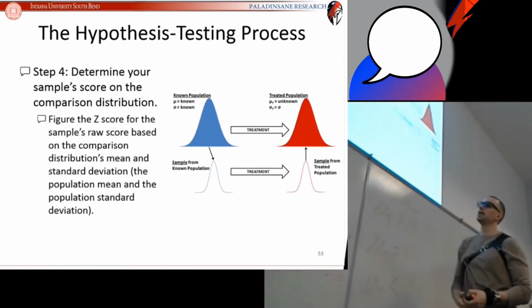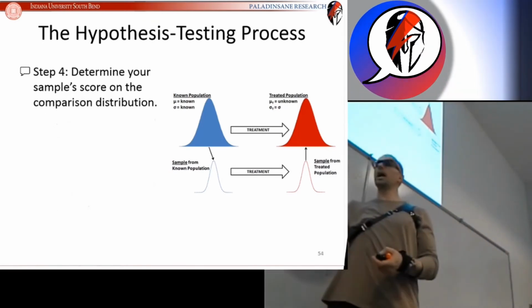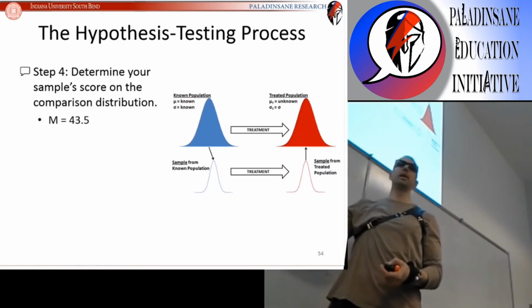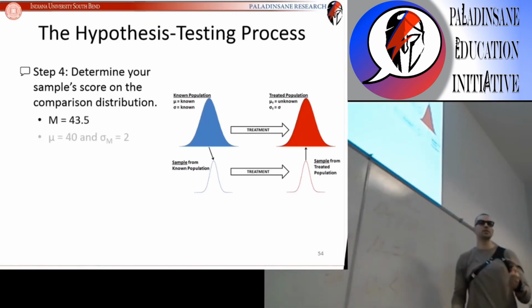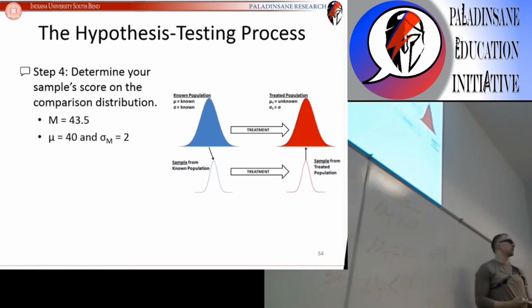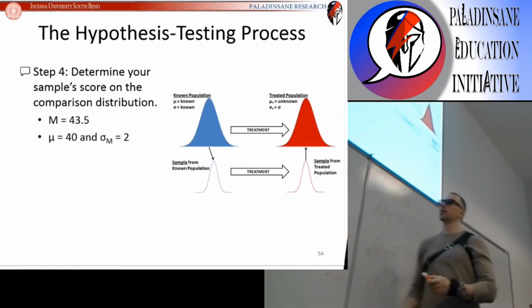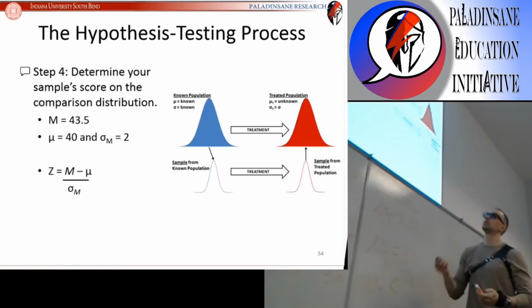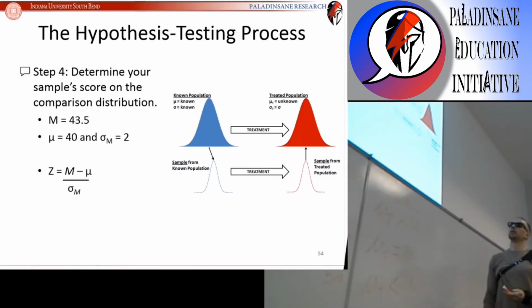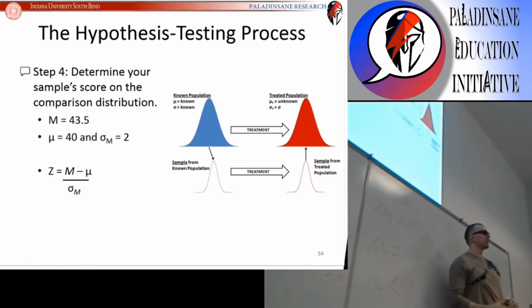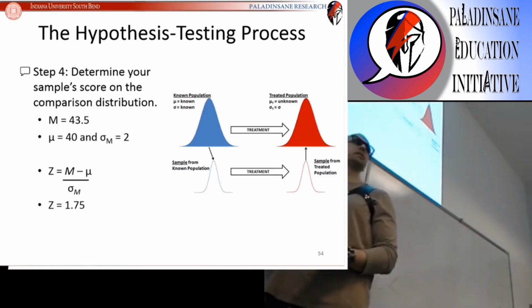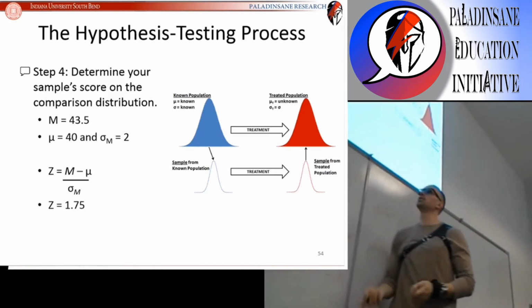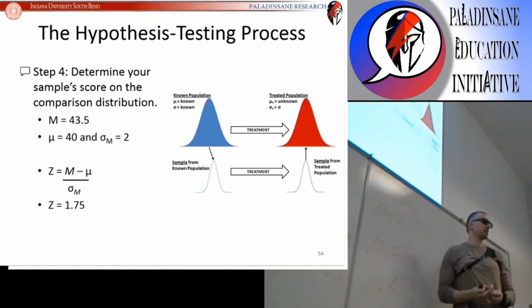Well, to figure that out, we have to take 43.5 and change it into a z-score. We have a mean of 43.5 for our sample, a mean of 40 for the comparison distribution, and a standard deviation of 2 for the comparison distribution. We have our formula for a z-score, and we convert our sample mean into a z-score, plug it all in, and we get 1.75. So this mean of 43.5 changes into a z-score of 1.75.